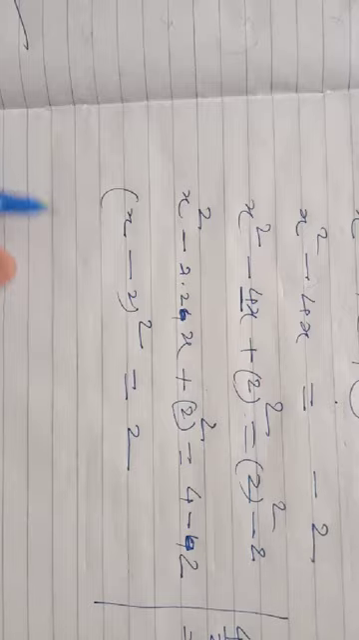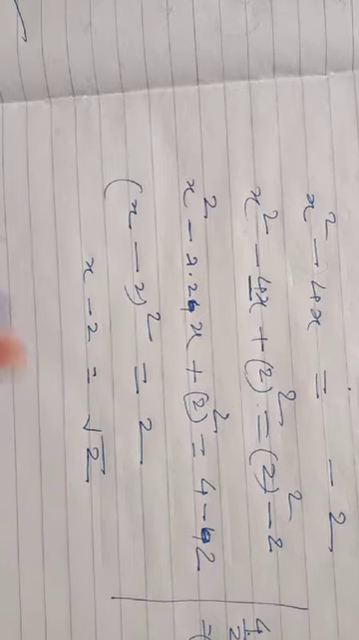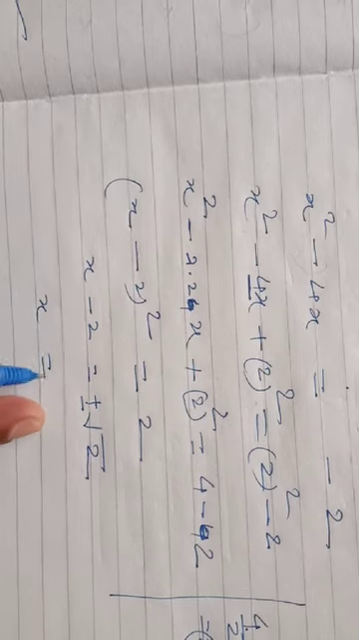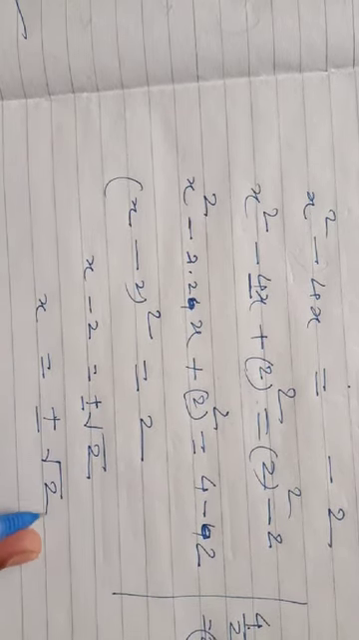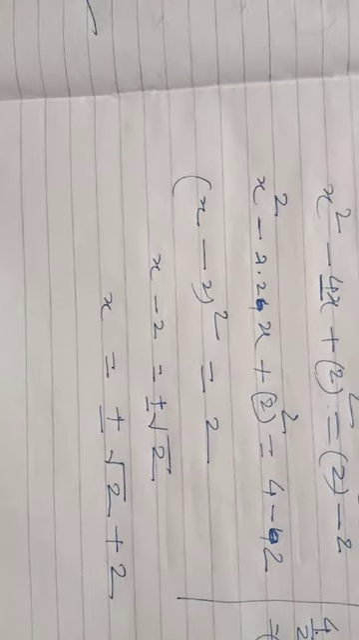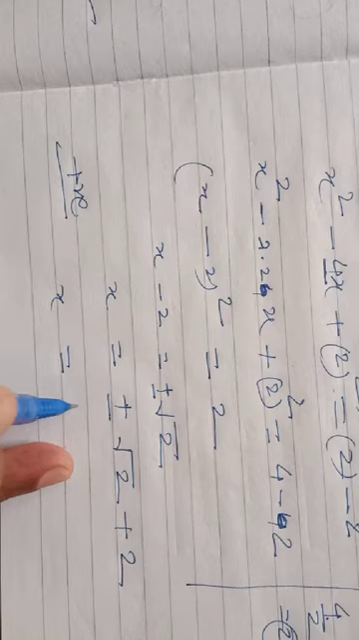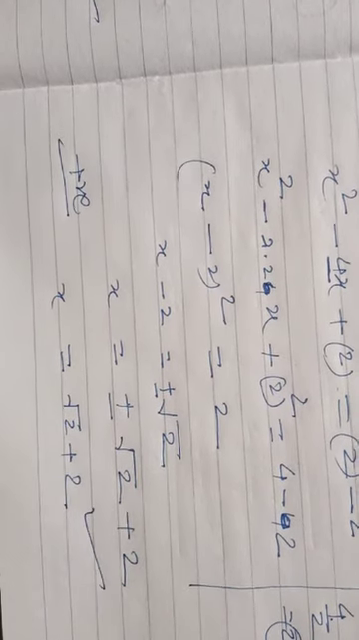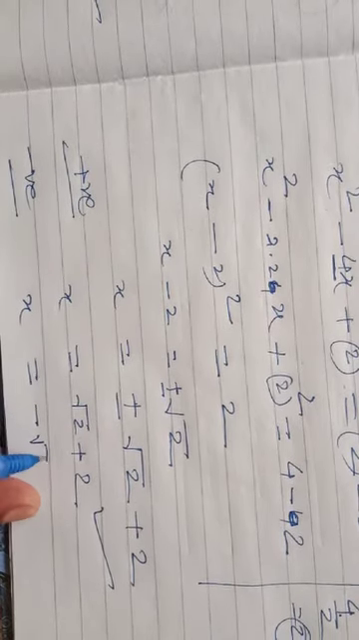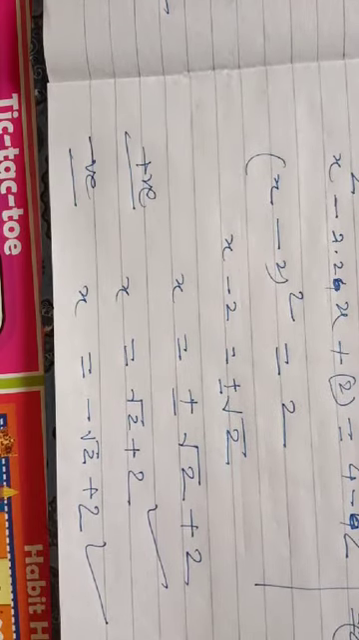It means 2. Now remove the square root. So x minus 2 is equal to plus minus square root 2. Is it clear? Now x is equal to plus minus root 2 plus 2. Clear? Now come on, take the positive sign first. So x is equal to root 2 plus 2, that is the first root. Take the negative sign. So x is equal to minus root 2 plus 2, that is your second root. It's clear. Is there any problem?